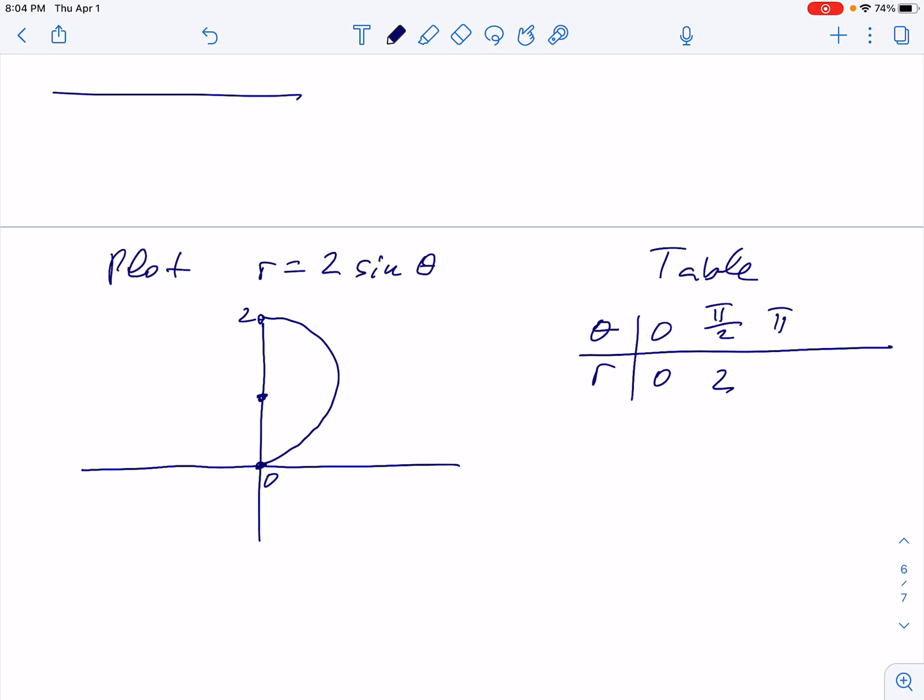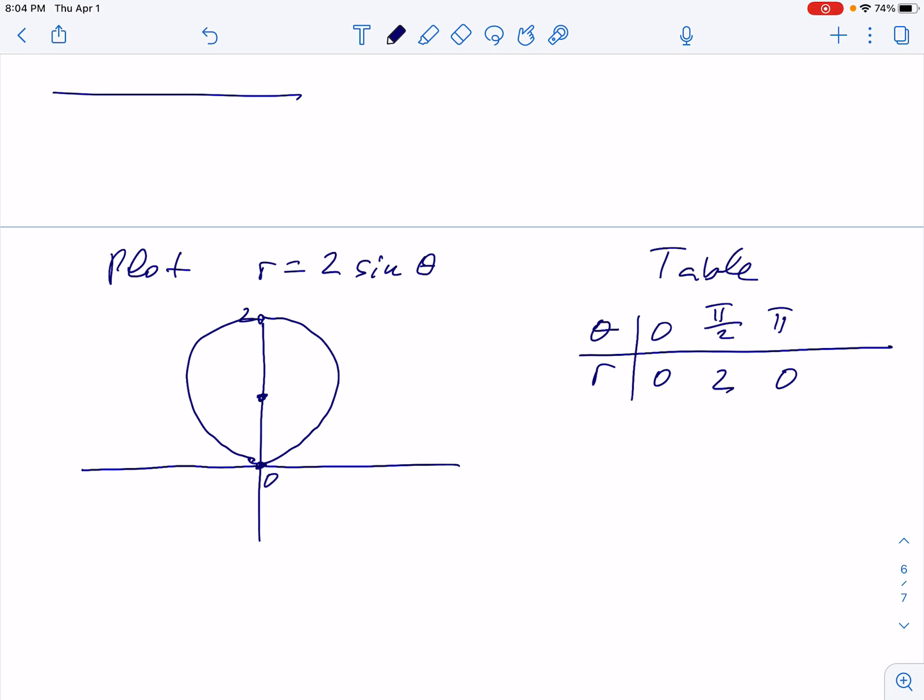Then we're moving to pi. Sine goes from 1 to 0, and radius becomes 0. Here it is. When it becomes pi, radius is again at 0. We closed the circle. This is the entire circle.